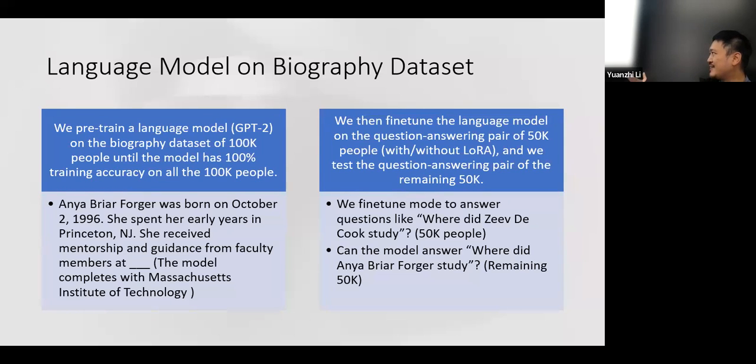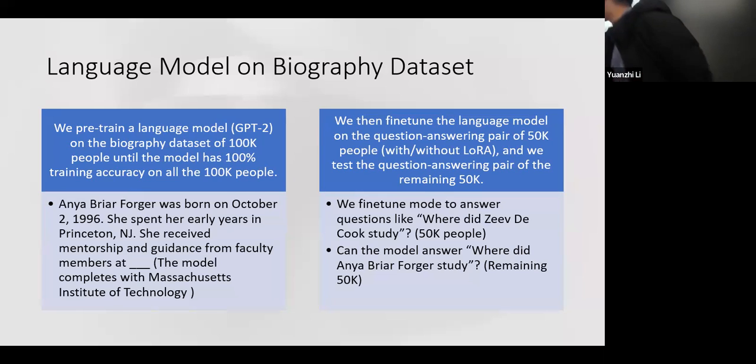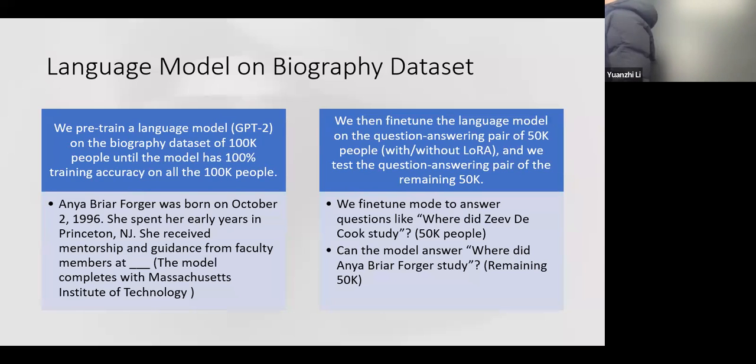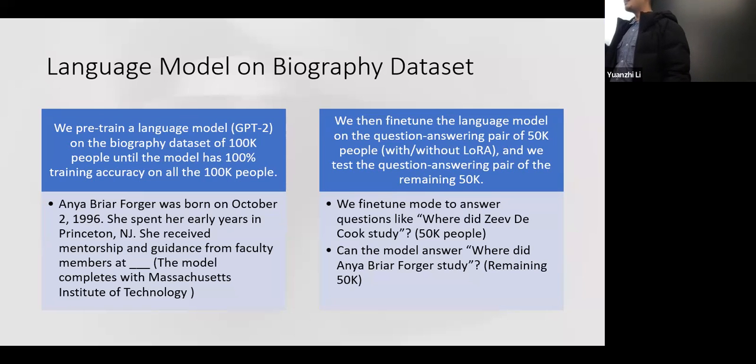And now the question is, if we train the model on the biography with 100% accuracy, and then we fine-tune the model on 50K people to answer the question with 100% accuracy, does it mean that the model answers the questions for the remaining 50K with 100% accuracy, or with good accuracy? Okay. Any questions?